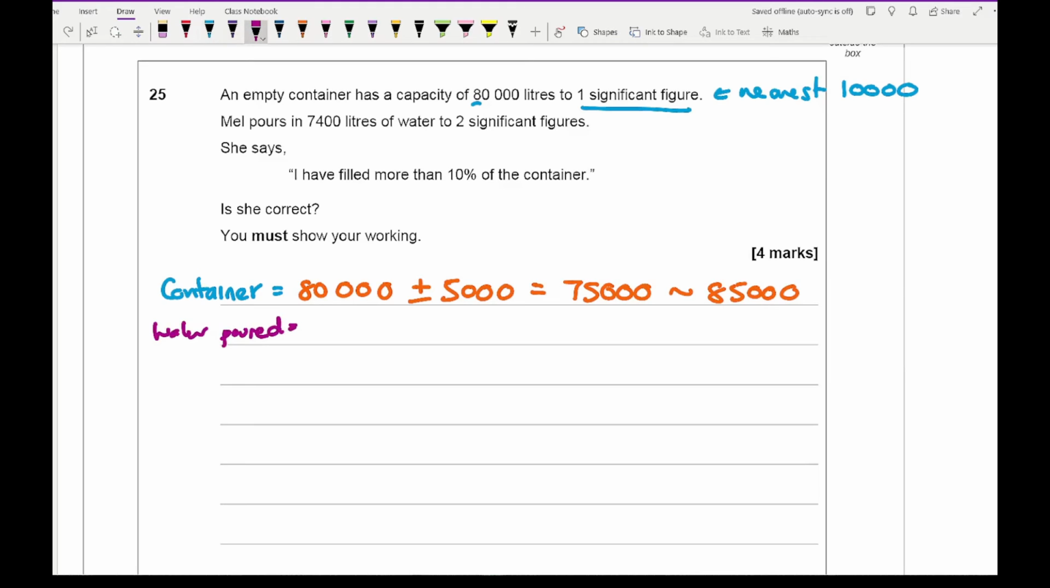Now this is done to the second sig fig, which is to the nearest 100. So again, if I do the quantity measured, which is 7,400 plus minus, and I halve what the rounding was, so that's going to be plus minus 50. So the upper and lower bounds are going to be 7350 and 7450.